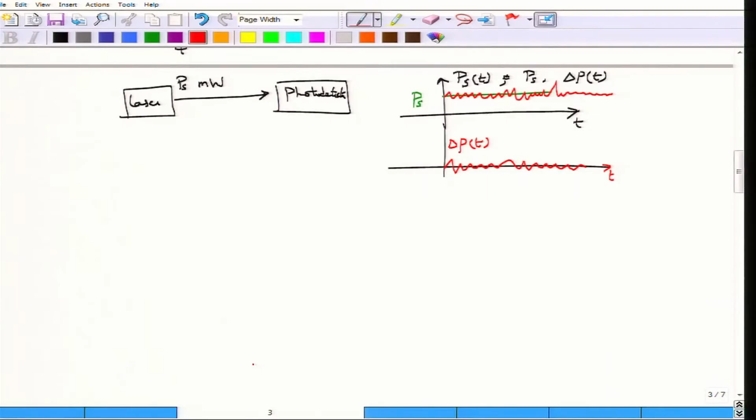This completes our functional description of the laser. At this point, we will see the imperfections, delta p of t, which is there in the physical system, as well as the line width. We will see what physical mechanisms are responsible for this line width as well as these fluctuations in the power, and how they would affect the performance of an optical communication system as we go along with the course.